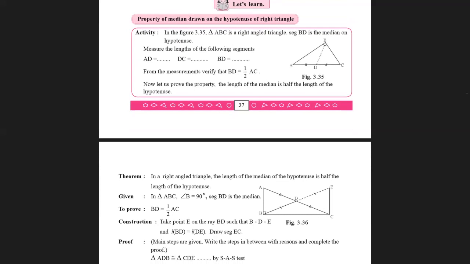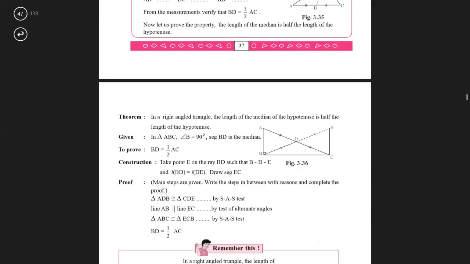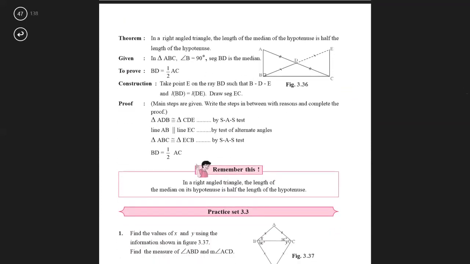So the median is half the length of the hypotenuse. Now there is a theorem to prove it. Okay, we'll see how to do it. Theorem: in a right angle triangle, the length of the median of the hypotenuse is half of the length of the hypotenuse, which means I have to prove BD is equal to half of AC.